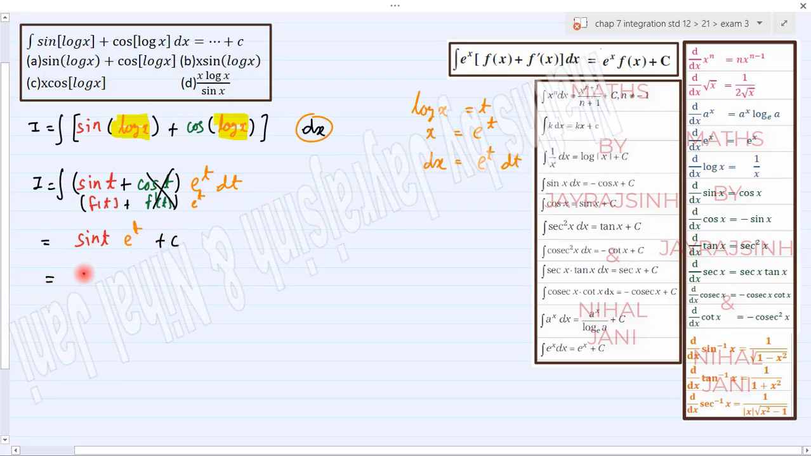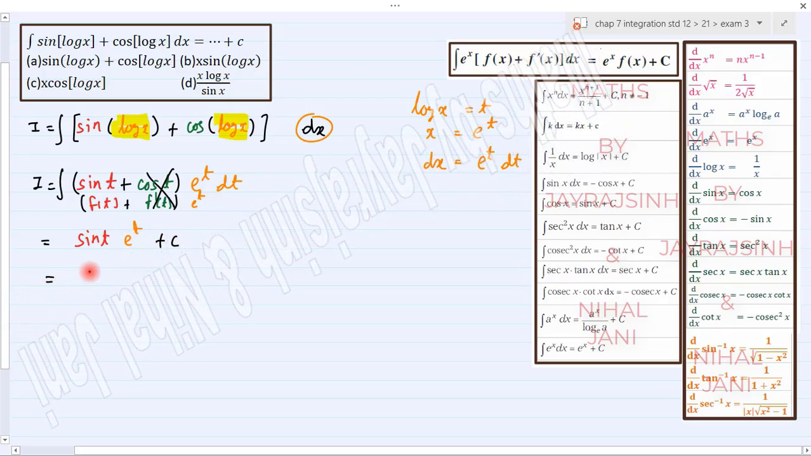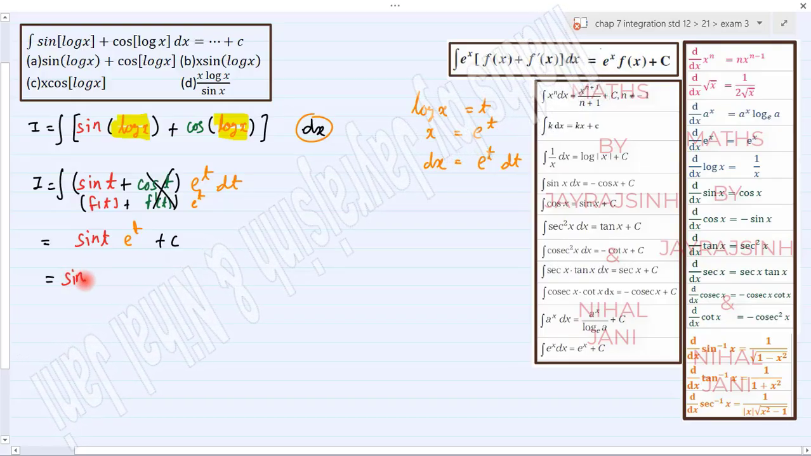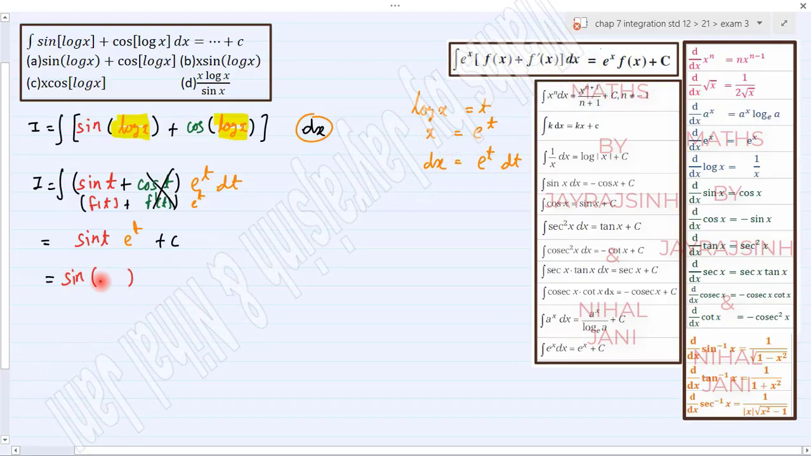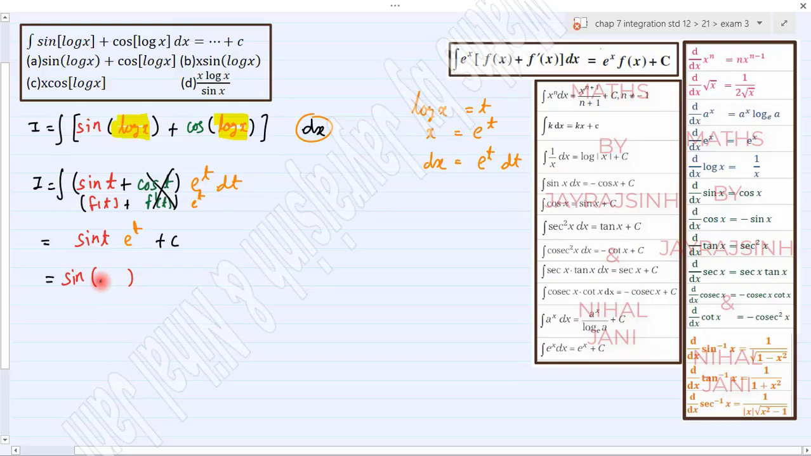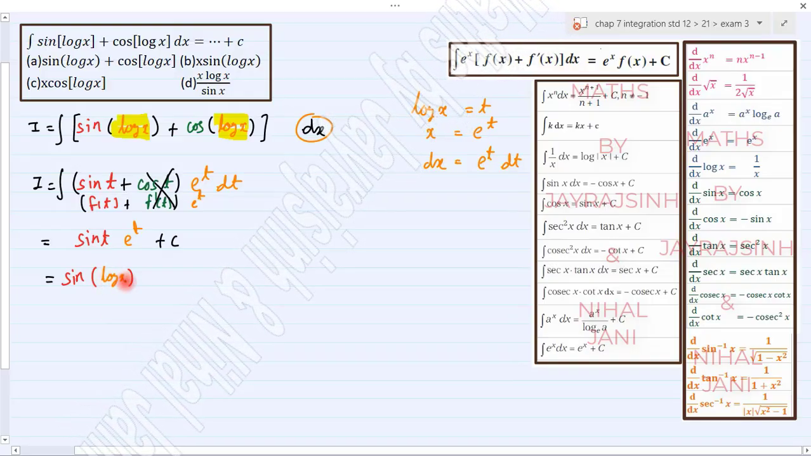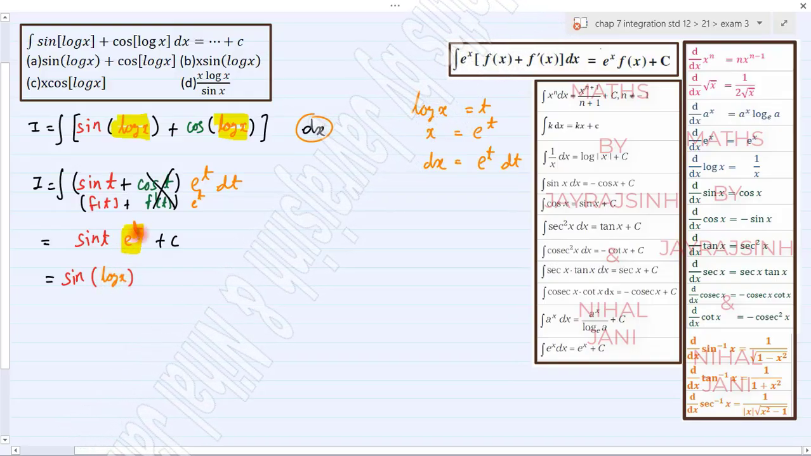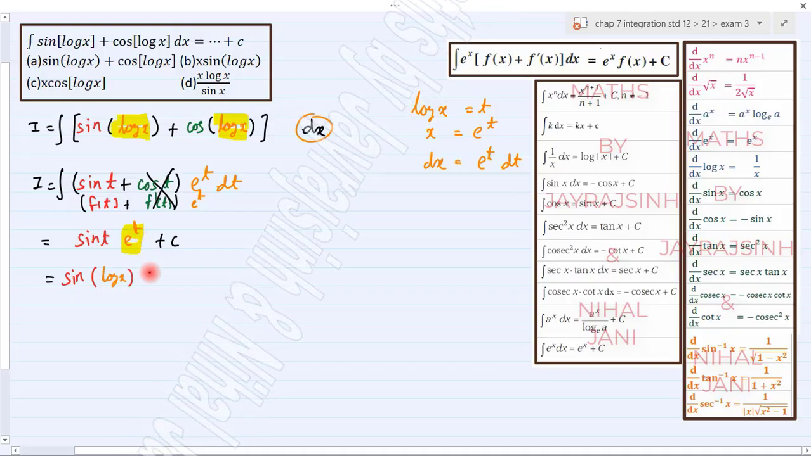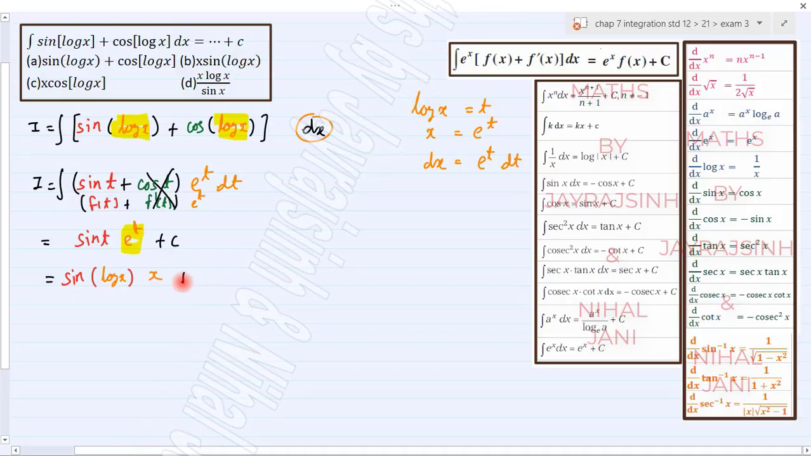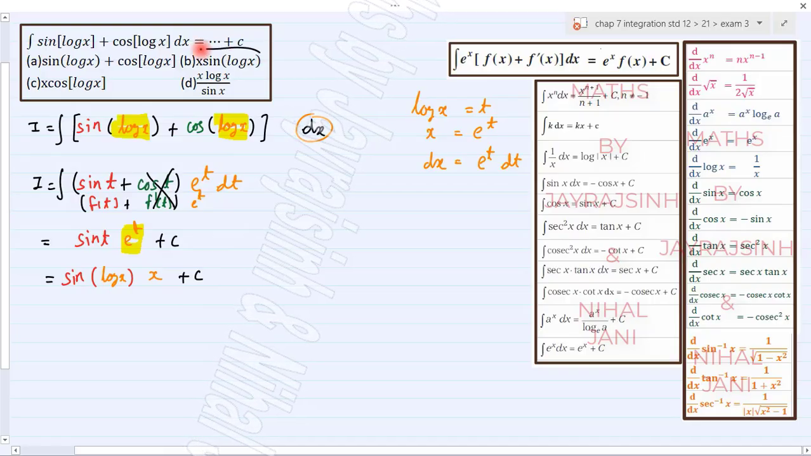To get the final answer, let's substitute the value of t. So we will get sin t, or we can say sin of log x, and e raised to t will become simply x plus c, which is given in option B.